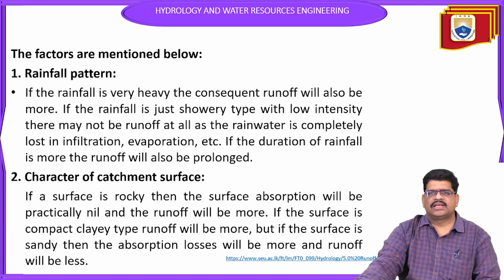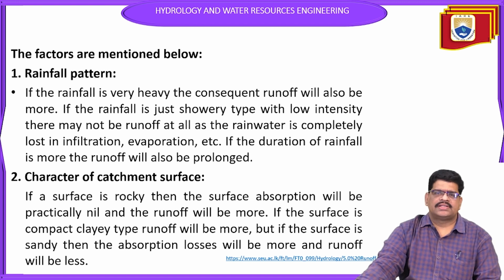Next, the factors are mentioned. What are the factors? Rainfall patterns. Here see, how the rainfall pattern affects the runoff. In the rainfall pattern, if the rainfall is more, the runoff is also more. Rainfall of low intensity may not produce runoff, as the rainwater is completely lost in the infiltration and the evaporation. So that is called rainfall pattern.